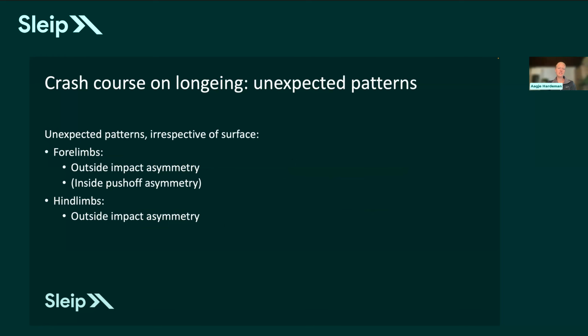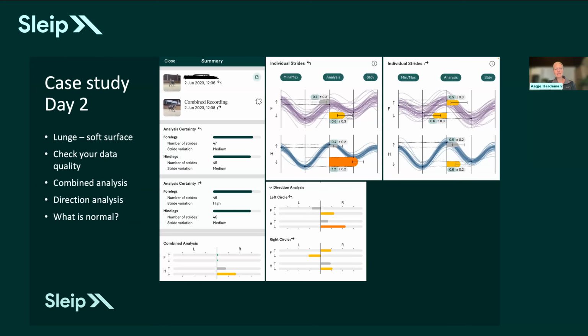What is something that you definitely don't expect them to do? For forelimbs, an outside impact asymmetry. And this differs a bit between publications, but there are a few that say an inside push-off asymmetry is also something that we don't expect them to do. And for the hind limbs, an outside impact asymmetry. So if you keep this in mind and then look back at the data from our case, when we said what we expect and what we don't expect, you see what this horse is doing.